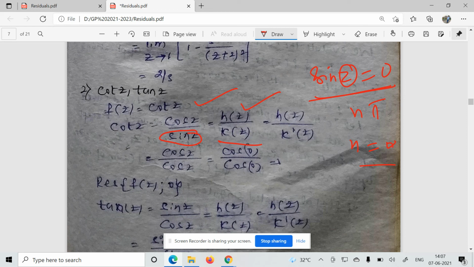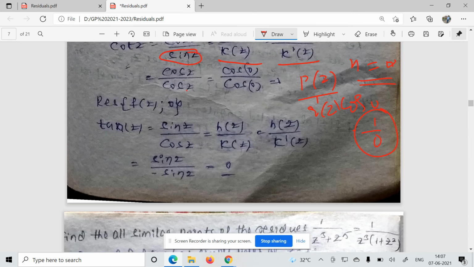Cos 0 is 1, sin 0 is 0, so 1 by 0 is undefined. So here we use h of z by k dash of z. K dash means the derivative of sin z, which is cos z, so cos z by cos z. For n equal to 0, cos 0 by cos 0 is 1.